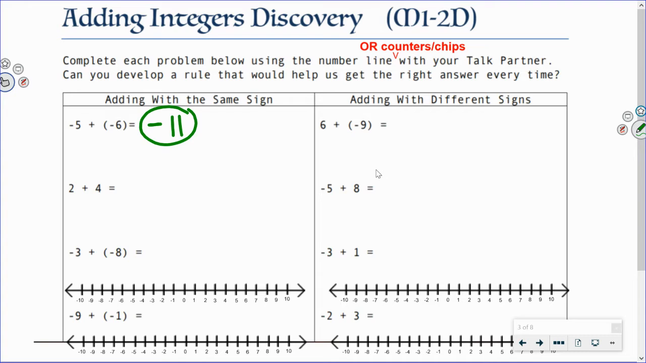For instance, if I wanted to prove -5 and -6, I could put some chips there, some counters, some minus symbols. There's -6, here's -5. And now I prove that there are no zero pairs, it's going to be -11. If I go right below and just stick with this column, +2 is 2 plus symbols, +4, and that gives us 6.